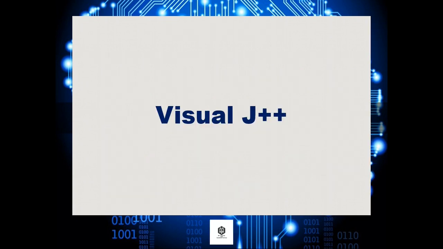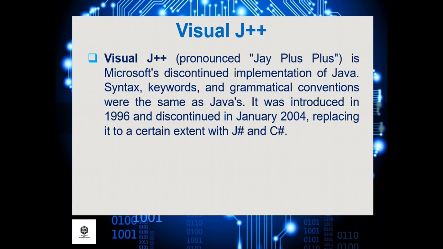Visual J++. Visual J++ is Microsoft's discontinued implementation of Java. Syntax, keywords, and grammatical conventions were the same as Java's. It was introduced in 1996 and discontinued in January 2004, replaced to a certain extent with J# and C#.